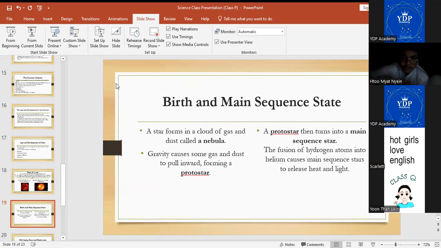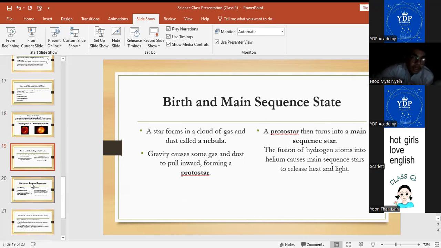Okay. So the birth and main sequence states: a star forms in a cloud of gas and dust called a nebula. Gravity causes some gas and dust to pull inward, forming a protostar. A protostar then turns into a main sequence star. The fusion of hydrogen atoms into helium causes main sequence stars to release heat and light.